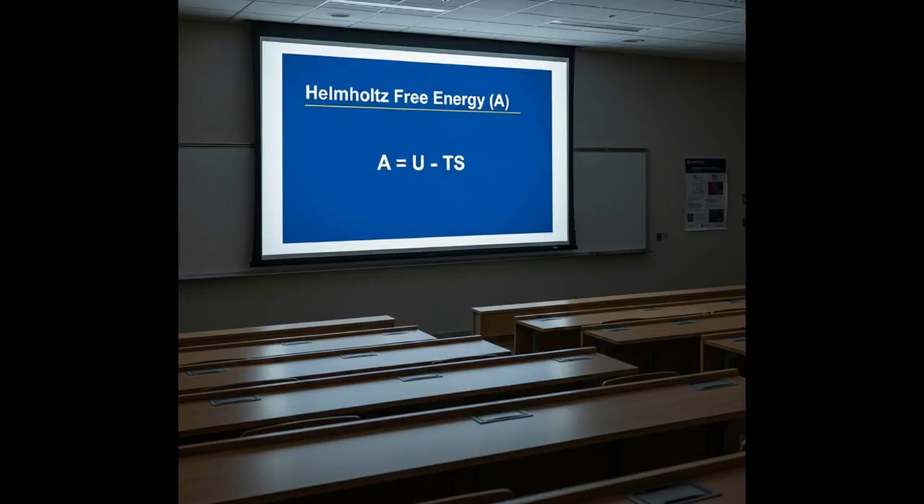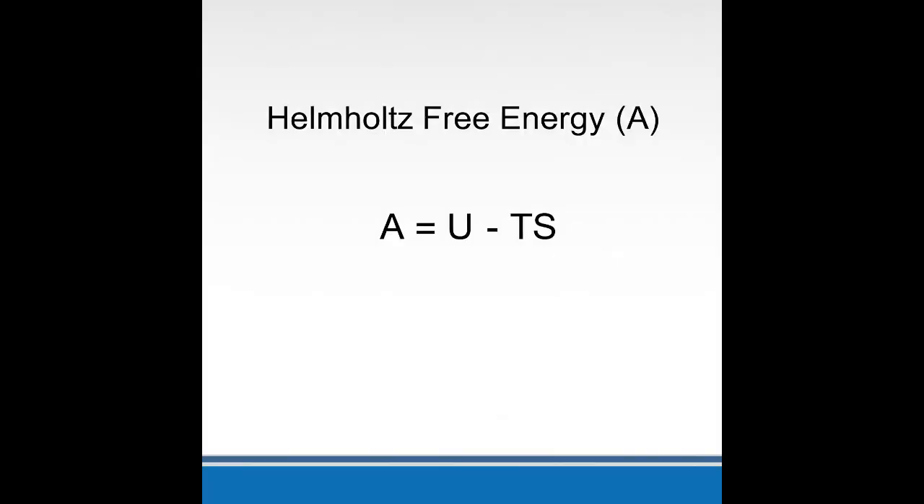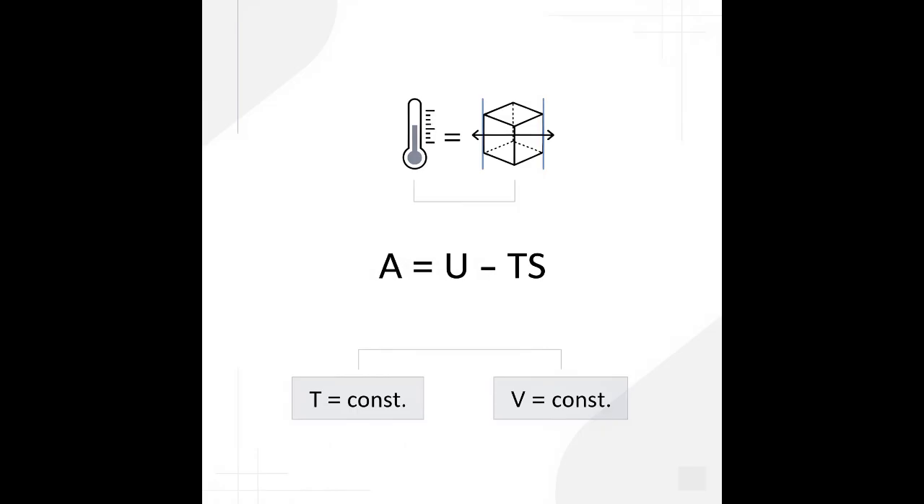From this fundamental relation, we can derive other thermodynamic potentials that are more convenient for specific conditions. The first one is Helmholtz free energy. It is defined as A equals U minus TS, where U is internal energy, T is absolute temperature, and S is entropy. Helmholtz free energy is particularly useful for processes occurring at constant temperature and constant volume.